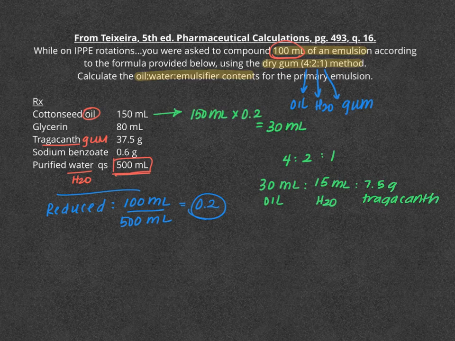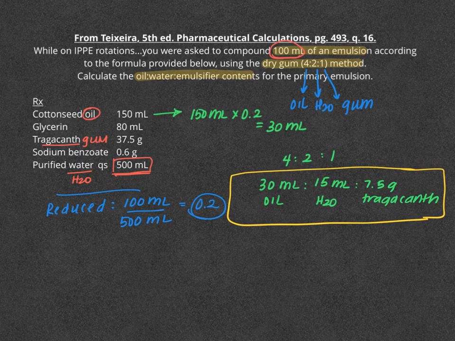So this is your answer. Pretty simple. 30 milliliters of oil to 15 milliliters of water to 7.5 grams of tragacanth as your emulsifier contents for your primary emulsion.